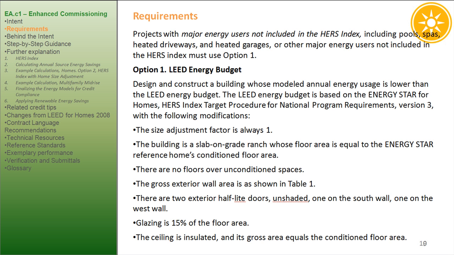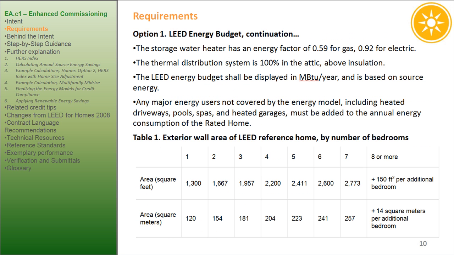The gross exterior wall area is as shown in Table 1. There are 2 exterior half-light doors, unshaded, one on the south wall, one on the west wall. Glazing is 15% of the floor area. The ceiling is insulated, and its gross area equals the conditioned floor area. The storage water heater has an energy factor of 0.59 for gas, 0.92 for electric. The thermal distribution system is 100% in the attic, above insulation.